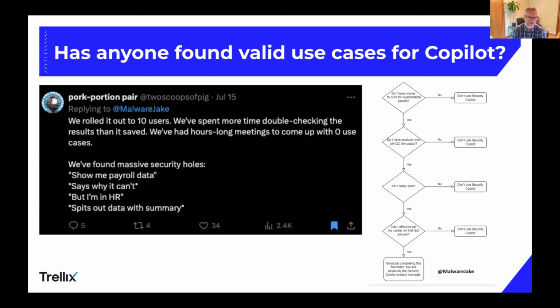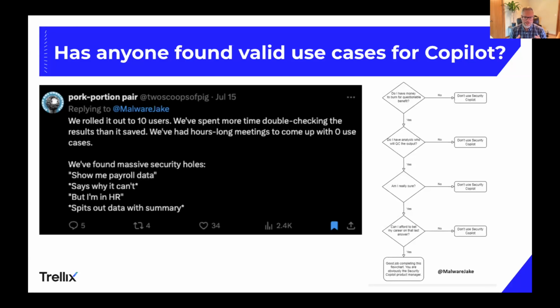As in, if you say, show me payroll data, and it says, I can't because that's only for HR, and you say, I'm in HR, okay, there you go. So if you're in HR and you don't want people to know each other's salaries, then this may not be the tool for you. This could be a very serious situation. So there's some things you can do with very strict permissions and stuff like that. But again, there's that layer in between because what permissions does Copilot have?